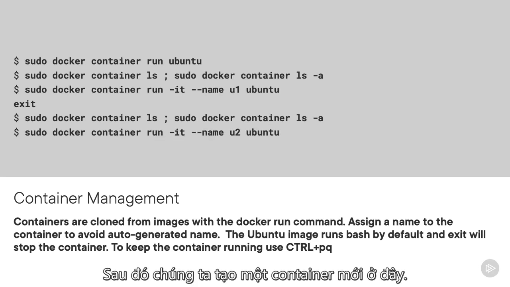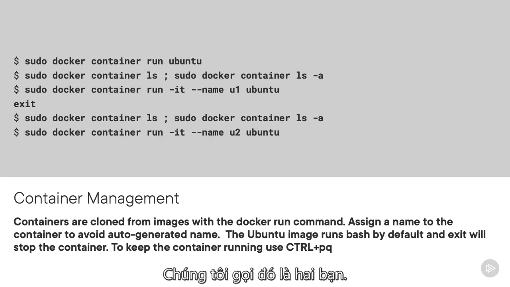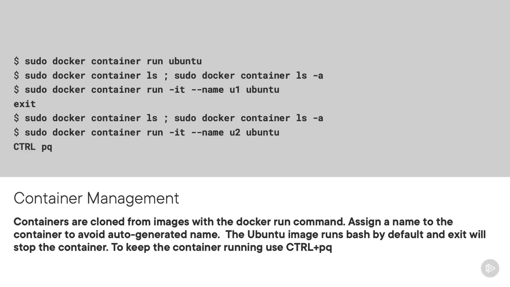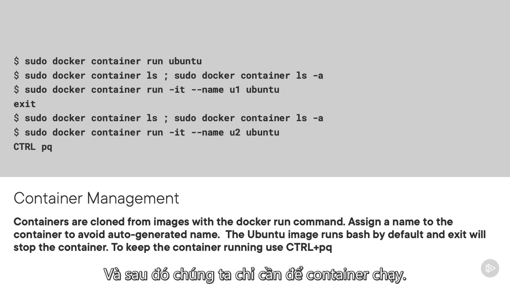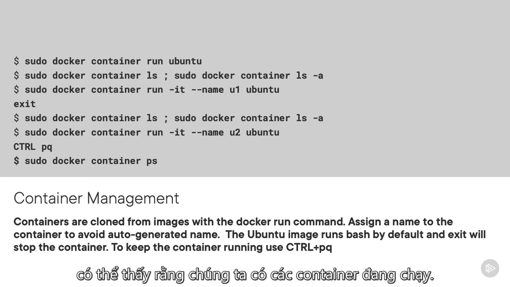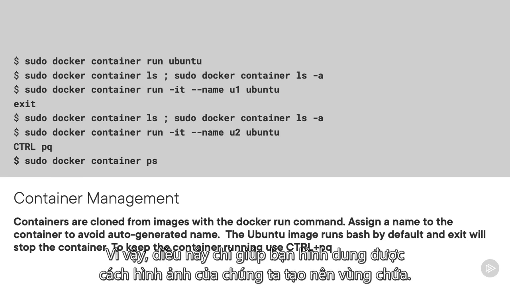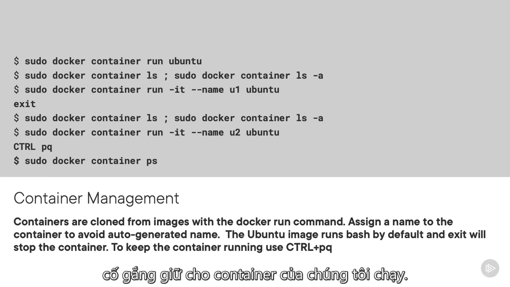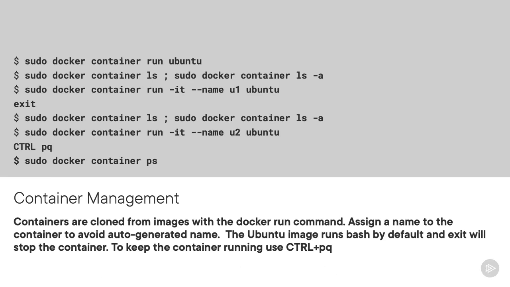If we create then a new container, here we're calling it U2. But instead of using exit, we can use Control P and Q. And that then just allows us to leave the container running. So as we go through and list our containers now, we're going to be able to see that we have running containers. So this just gives you an idea of how our images go to make our containers and what happens when we execute a container and how to try and keep our containers running.